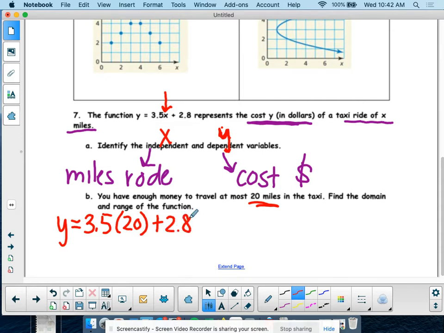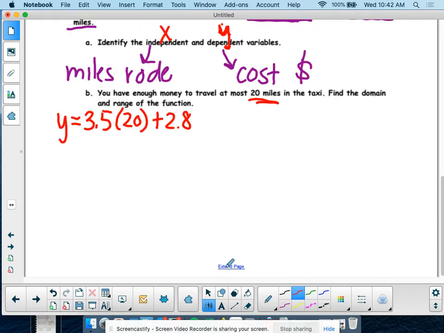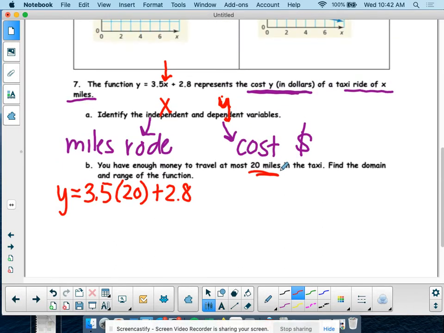And please write this down. I know I'm doing it with you, but I think it'll be in your best interest if you write it down for your quiz on Monday, right? You're taking a quiz on Monday. So write down what I'm writing here. Now let's solve this. 3.5 times 20 is 70, plus 2.8, 72.8. That's how much money it's going to cost us to go 20 miles.